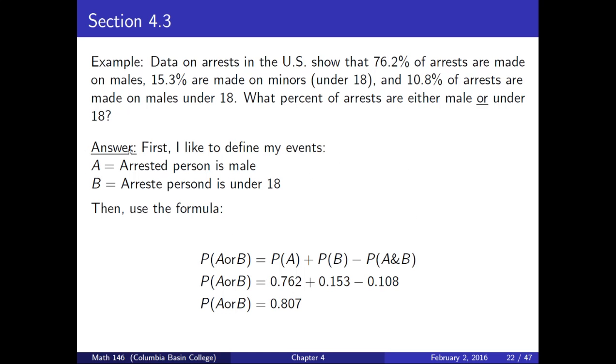I like to define my events with letters. So let's say A is the arrested person is male, B is the arrested person is under 18. If I'm trying to calculate the probability of A or B, I can take the probability of A plus the probability of B and then subtract off the probability of their intersection. The probability of A, male, is 0.762. The probability of B, minors, is 0.153, and the intersection is 0.108. Together, all that should come out to 0.807.